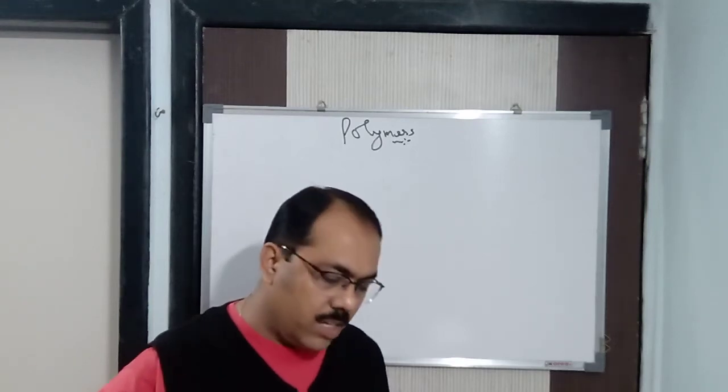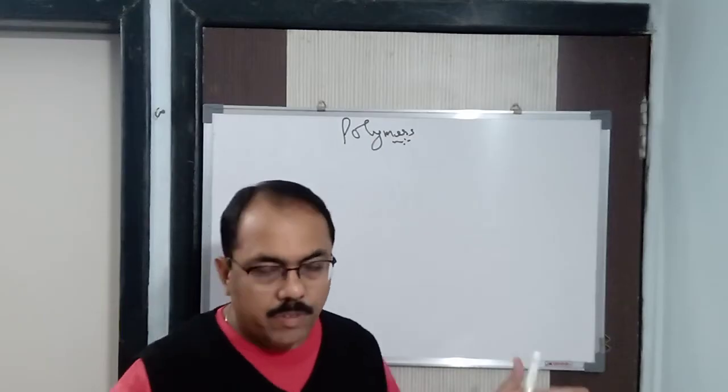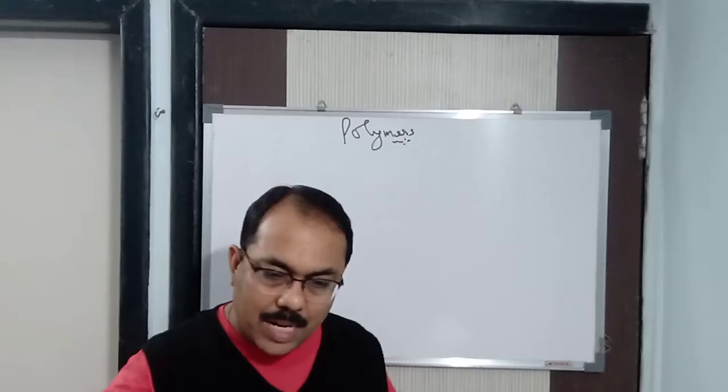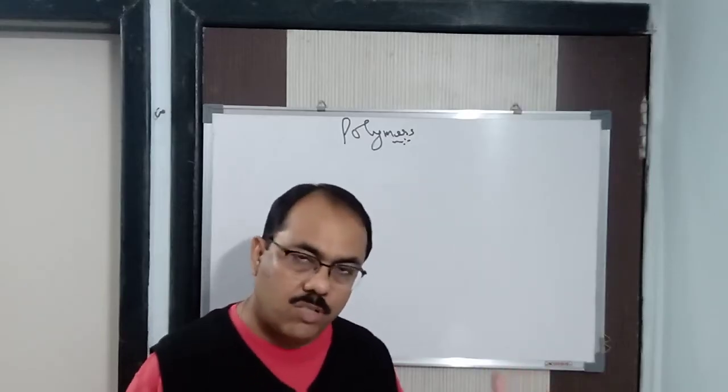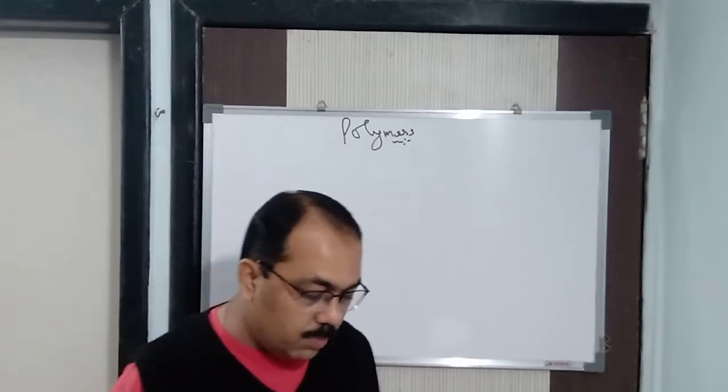If it is 2, we can say that minimum 2 should be there, then only the chain can be formed, because the chain can be added in this direction as well as in the opposite direction. And I'm going to show you now. So at least 2 bonding sites should be there.